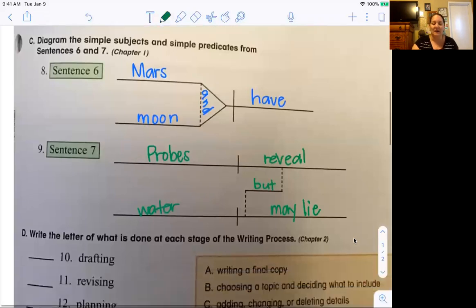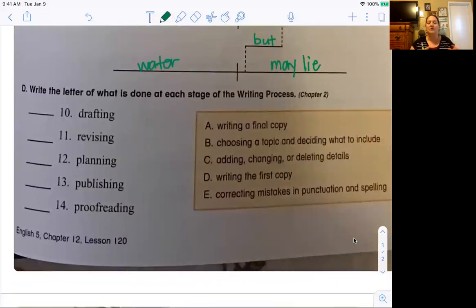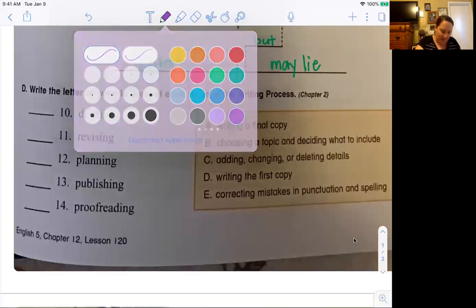Awesome. Let's move on. Write the letter of what is done at each stage in the writing process. Okay, so we have drafting, revising, planning, publishing, and proofreading. What do we do first? Our choices are A, writing a final copy, B, choosing a topic and deciding what to include, C, adding, changing, or deleting details, D, writing the first copy, or E, correcting mistakes in punctuation and spelling. Which one of those is drafting? What's drafting? It is B, so let's go ahead and put a B there for number 10.